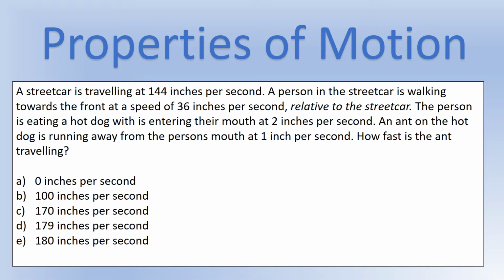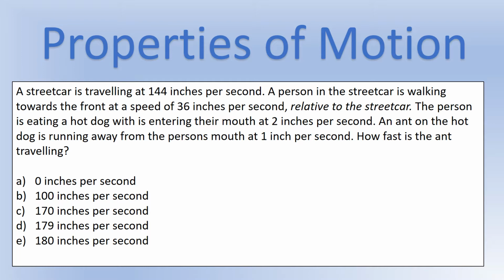So we've got a streetcar, which those of you not familiar with, you have these a lot more in cities in America and in other countries rather than the UK. But essentially, it's usually a tram-like thing. So it's usually on rails, but it also travels on the road. So it's traveling at 144 inches per second. I don't know why we've got a distance in inches, but why not?